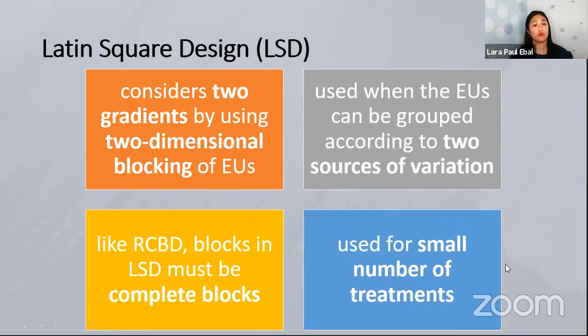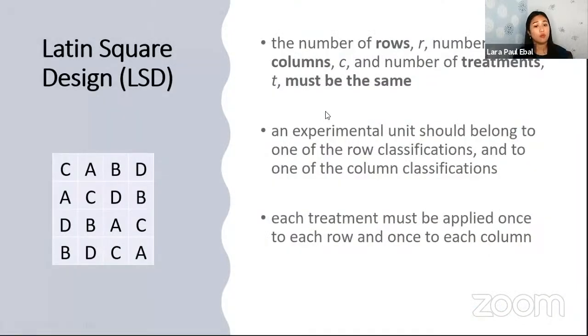It is used for a small number of treatments. The disadvantage here is we can only use this if we have a small number of treatment levels. Why? Because this will also dictate your number of rows and your number of columns. The number of rows, the number of columns, and the number of treatments must be the same. So the rows, columns, and treatments should be equal.